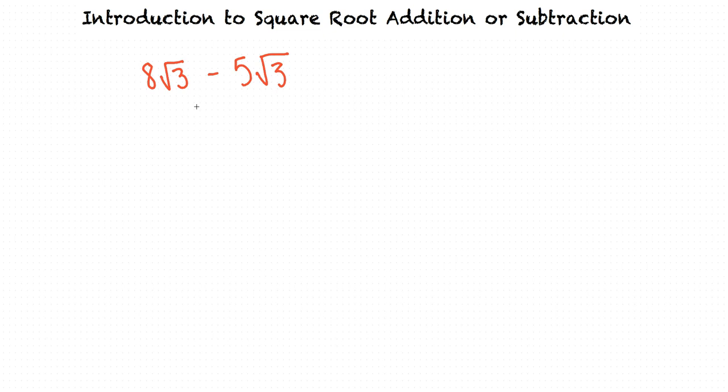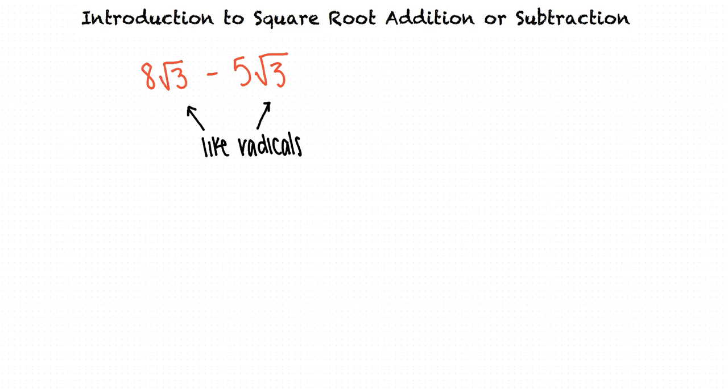8 radical 3 minus 5 radical 3. So how do we do this? Notice that the 8 radical 3 and the negative 5 radical 3 have the same radical part, radical 3. This means that they're like radicals. So is this similar to when we combine like terms? That's right. We can combine like radicals in the same way we combine like terms.